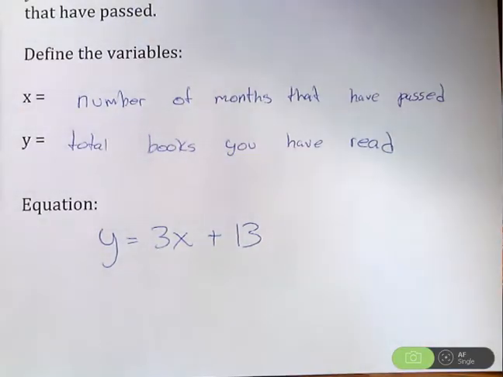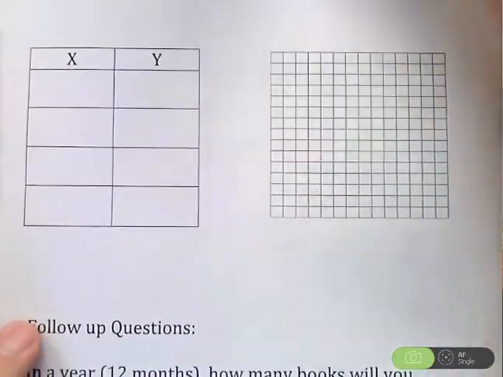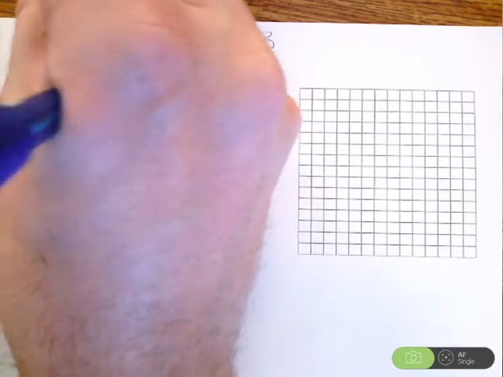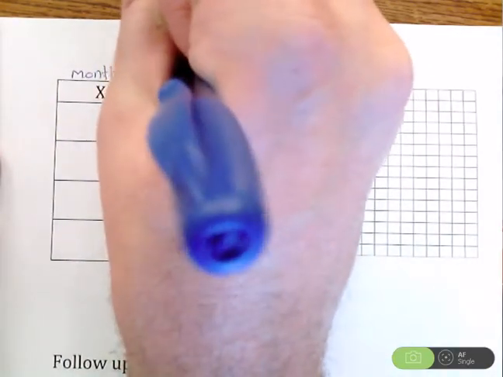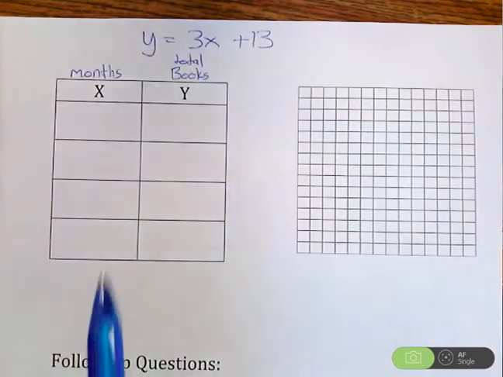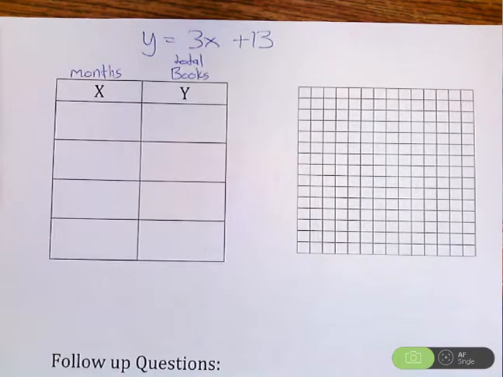Now, when we've written our equation, we need to graph it. So on this back page, I have a graph and I have a table. Again, our equation was y equals 3x plus 13, where remember x is the months and y is the total books I have read. So I've got to think, what are some months that make sense? How many months do I want to pass? And just figure out a few data points here.